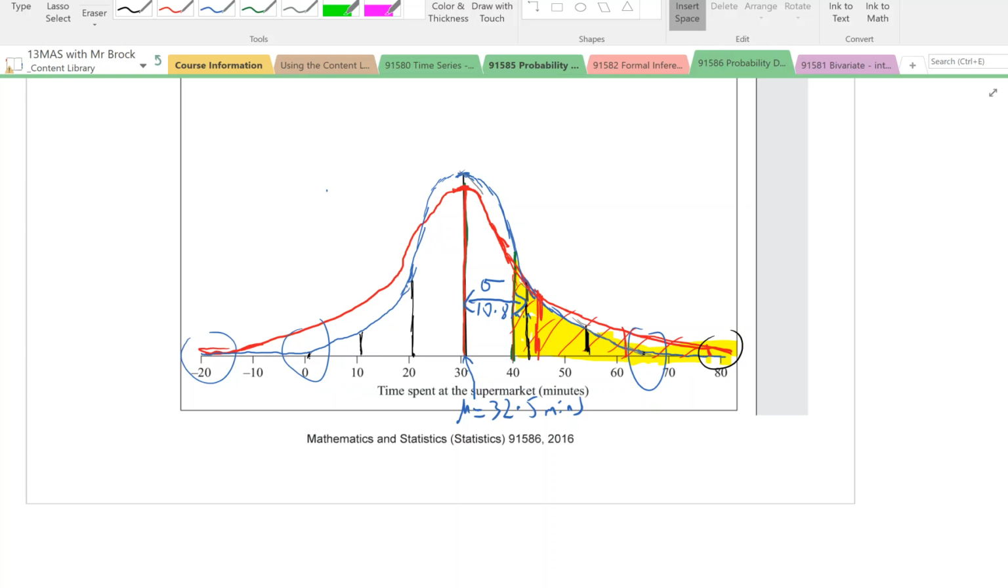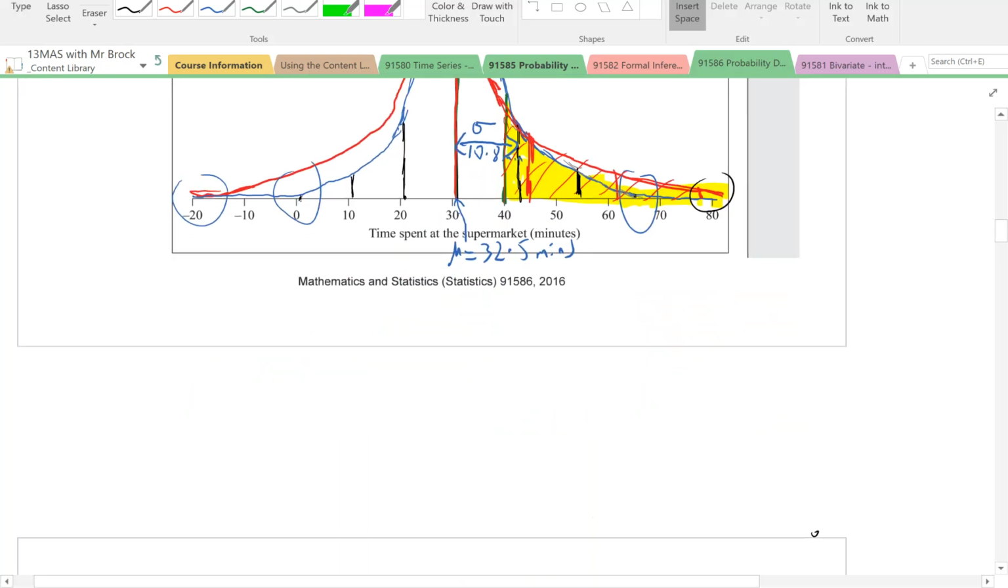So in order to now have a greater area to the right of 40 without the mean changing, then the amount of spread, and therefore the standard deviation, must have grown. The distribution has got wider, with greater variability. So let's write that down.